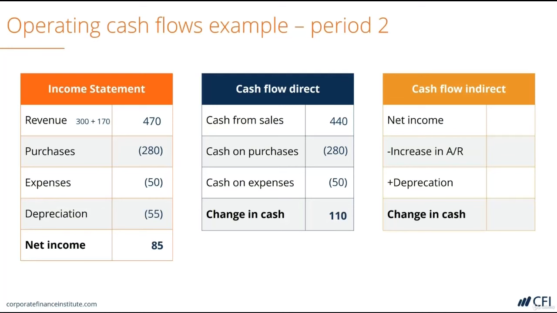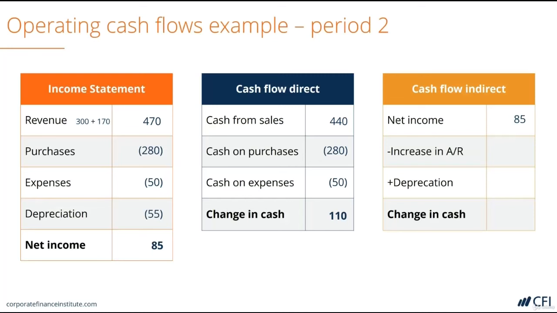Now let's calculate cash flow using the indirect method. We will begin, as always, with net income from the income statement of 85. Then we make adjustments for any changes in working capital, and we add back any non-cash expenses. So the first adjustment we need to make is the change in accounts receivable balance.